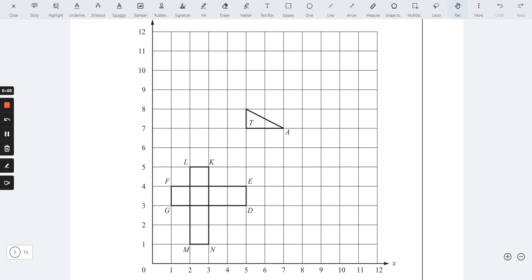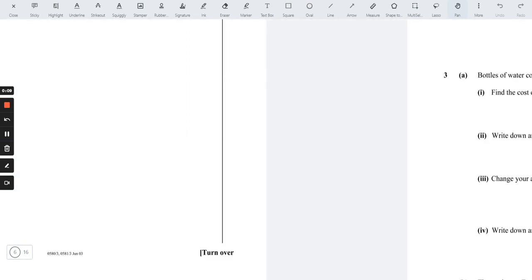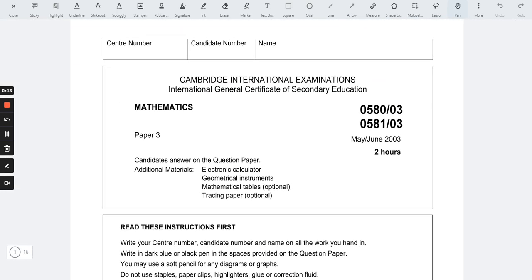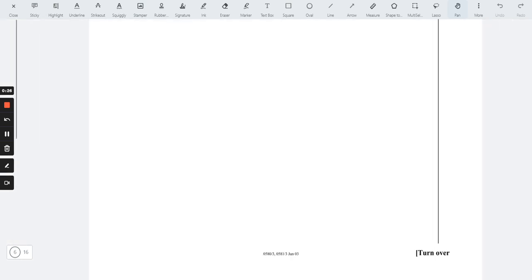Hello and welcome back. This is question paper 3, 2003. Session May and June 2003. This is an IGCSE also. Okay, so now let's work with question 4.